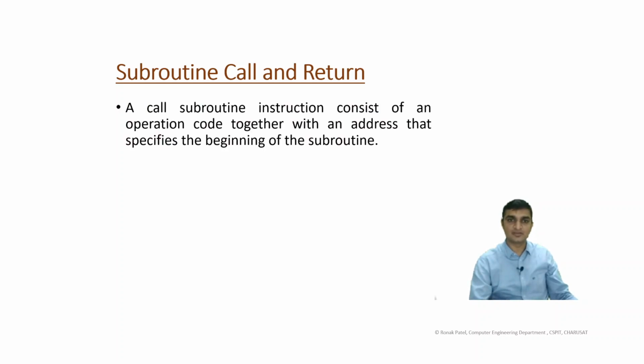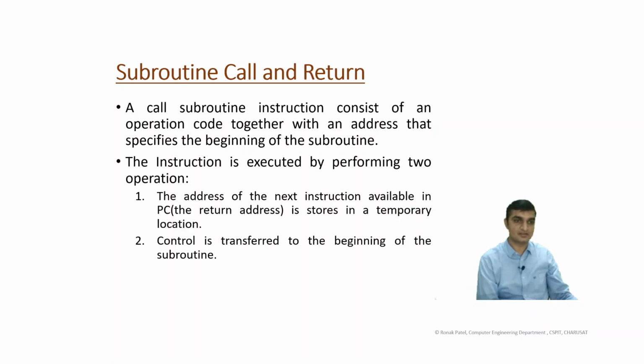A call subroutine instruction consists of an operation code together with an address that specifies the beginning of the subroutine. So it's kind of your label only, where you will jump, right? So we have a call in that. The instruction is executed by performing two operations. Which are those two operations? The address of the next instruction available in the program counter is stored in a temporary location, and the second is that control is transferred to the beginning of the subroutine.